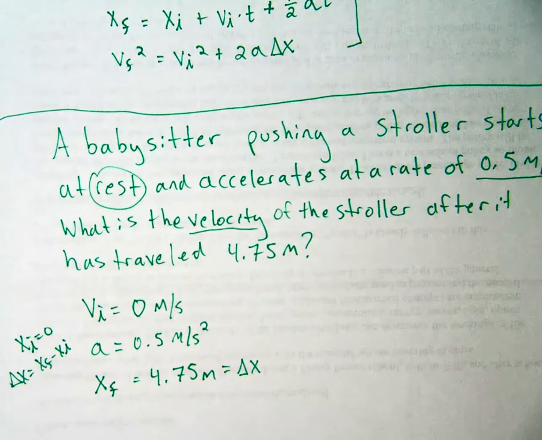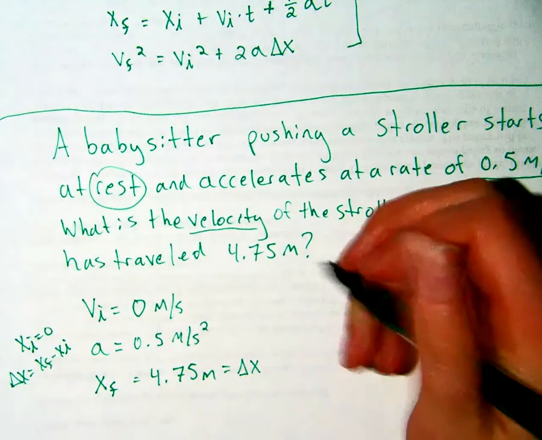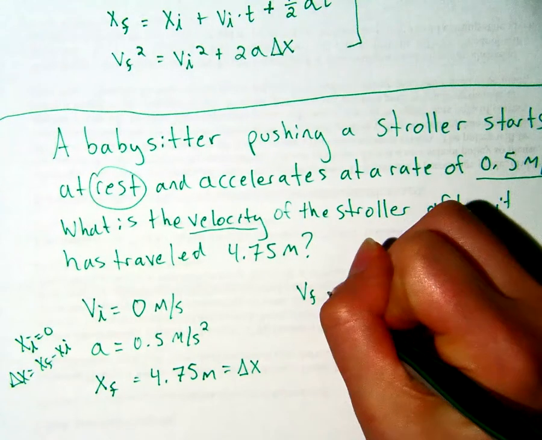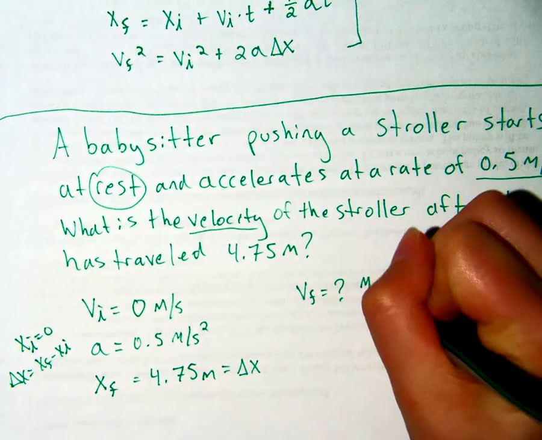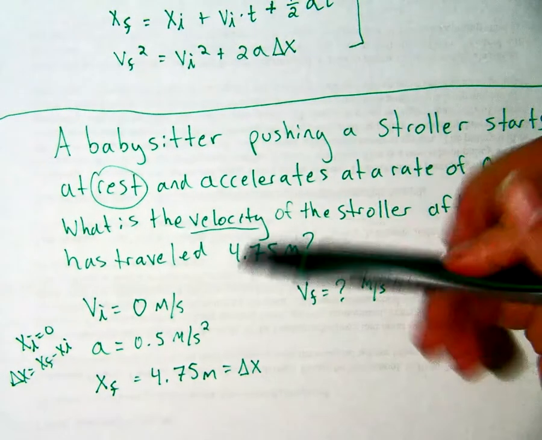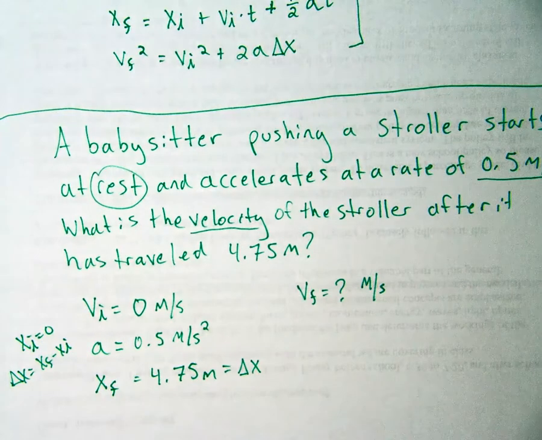Then, what is the problem asking for? What is the velocity of the stroller after it has traveled that distance? So, we're looking for a final velocity. Once again, with the GOAL method, we're going to assume our units are the same as our initial velocity. Okay. So, we have an initial velocity, we have an acceleration, and we have a change in position, and we are looking for that final velocity.